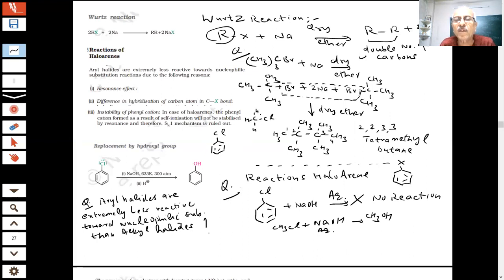This carbon is sp3. This carbon is, what is the hybridization? sp2. The sp2 bond is shorter than sp3. You should know that. Second, what happens? There is a resonance here. Because of the resonance, which effect is this? Plus R. That this C-Cl bond becomes partial double bond character.